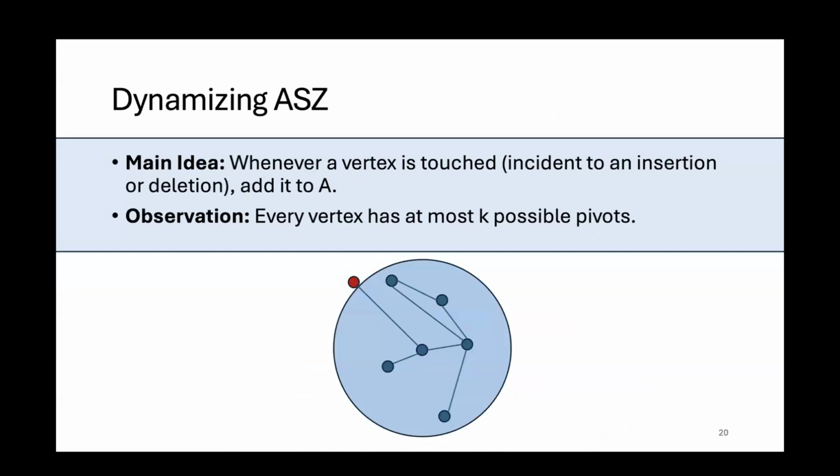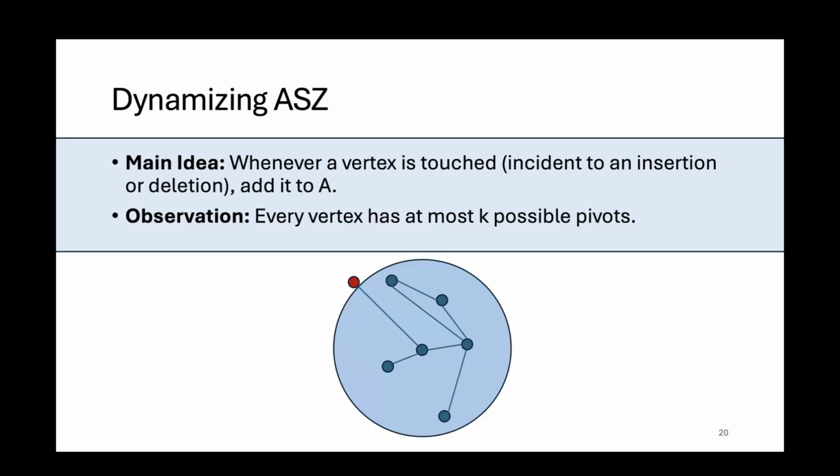Our main idea is that one can quite easily dynamize these AS set paths. How do you do that? Well, whenever a vertex is touched, which we will just take to mean that it's incident to an insertion or a deletion, we add it to the terminal set A.